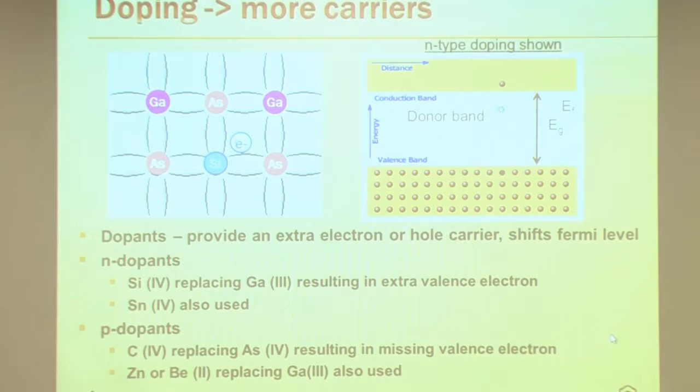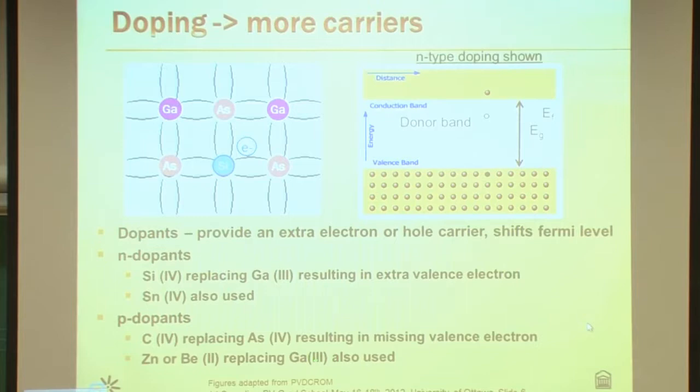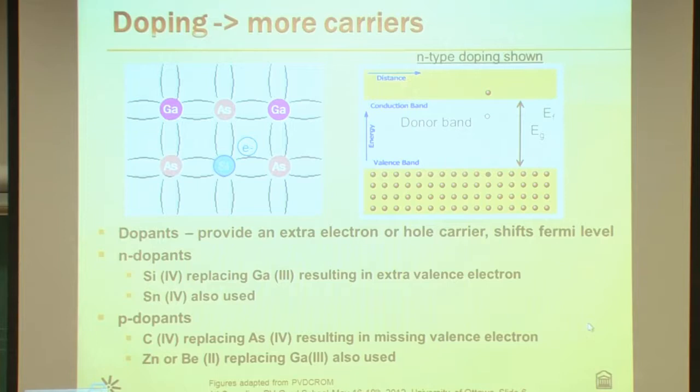Similarly, you can put tin and other group 4 types of atoms to replace gallium. And the P dopants typically for 3-5 materials would be carbon, a group 4 atom sitting on an arsenic site, which results in a missing valence electron. Or a group 2 atom, zinc or beryllium, replacing a group 3, would also be an acceptor. It's missing a valence electron, so it would have an acceptor band close to the valence band, and it's able to accept an electron, leaving behind a hole in the valence band.